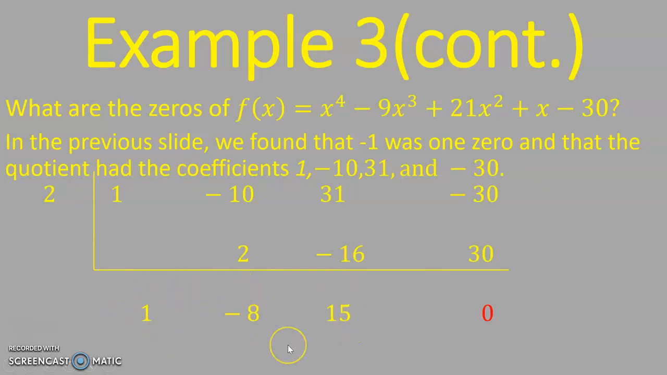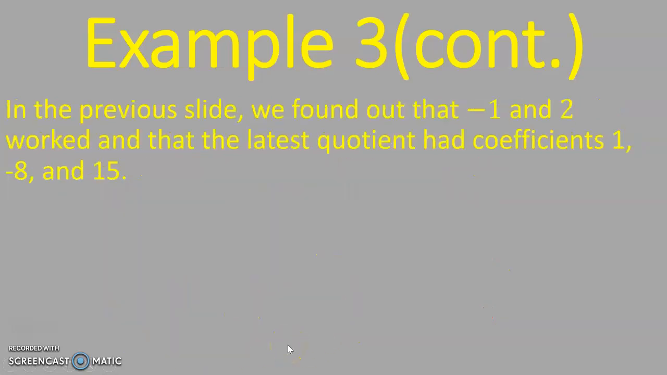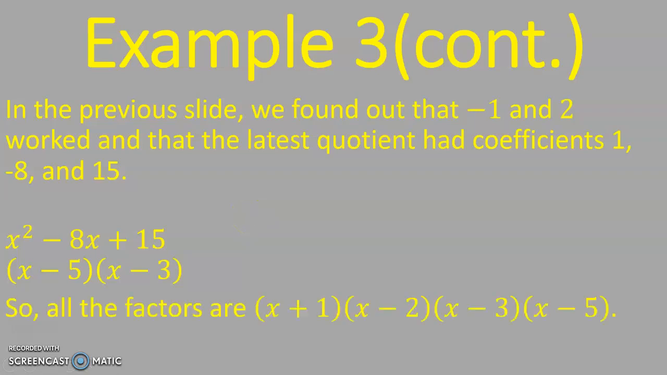So 1, -8 and 15. You can read there, 1, -8 and 15. This is a trinomial that will factor. It doesn't always factor at the end, but often it does. So x minus 5 and x minus 3, that's just the numbers that multiply to 15 and add to -8. Remember, the first two that worked were -1 and +2 when I did the synthetic division. That's the same thing as x plus 1 as a factor and x minus 2 as a factor.